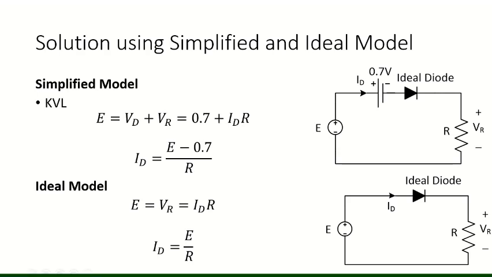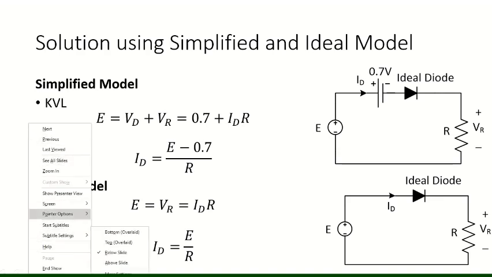So applying the KVL on this circuit, the equation will be: rise in potential is equal to drop in potential, or summation of all the potentials is equal to 0. So E is equal to Vd plus Vr, where Vd is equal to 0.7, the drop we already knew, plus the drop in the resistor, which is Id into R.